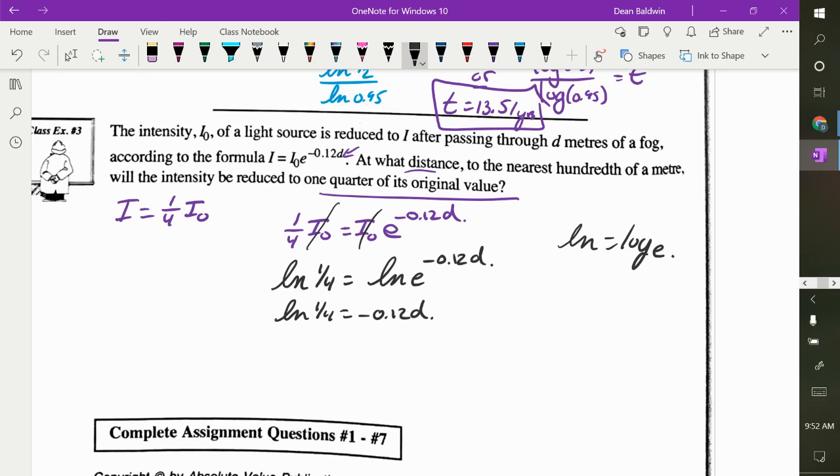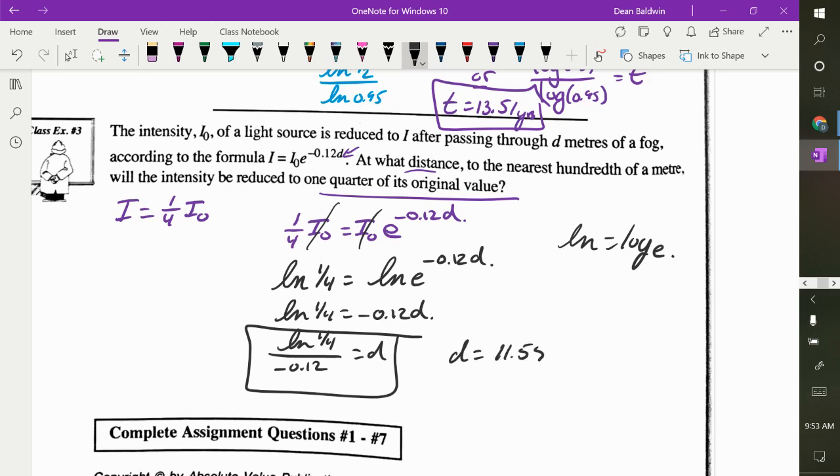What's D? Divide off the negative 0.12. But D is negative? No, D will be positive, because the log of 1/4 is negative, right? So the distance is 11.55 meters. All right?